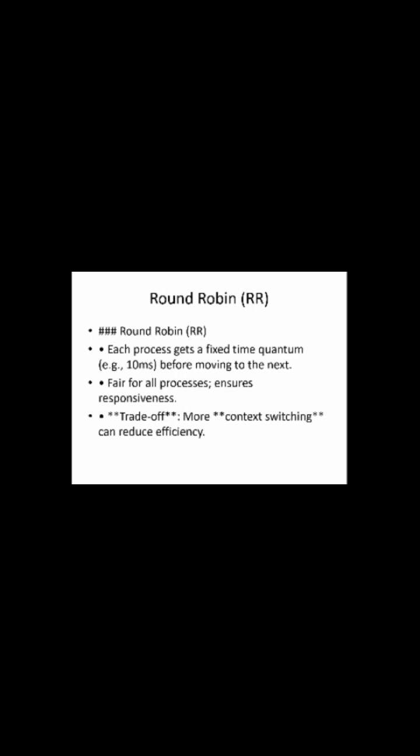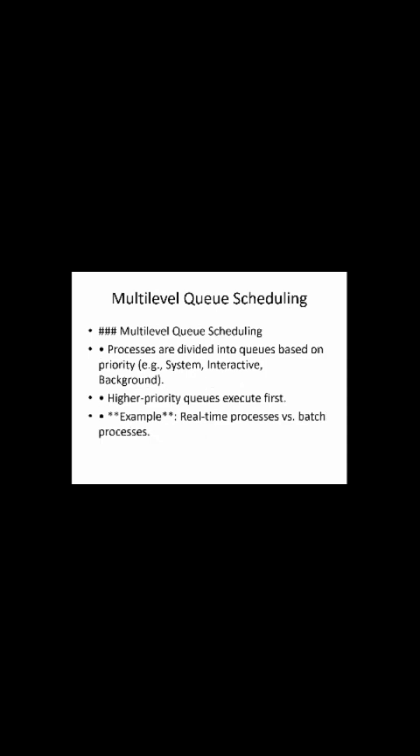Next, multi-level queue scheduling. Its definition: processes are divided into queues based on priority. Examples: system, interactive, background. Higher priority queues execute first, for example real-time processes. The processes are divided into queues based on the priority. So here also the priority will be given along with the process and the burst time, like a priority queue. So multiple queues are scheduled in this way.